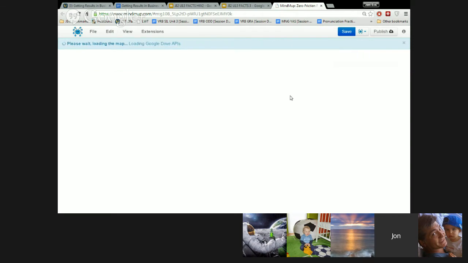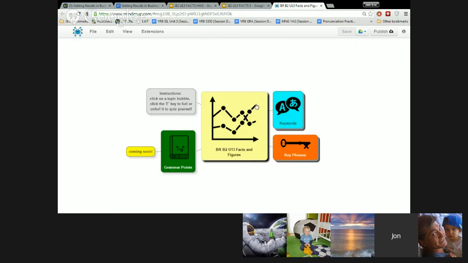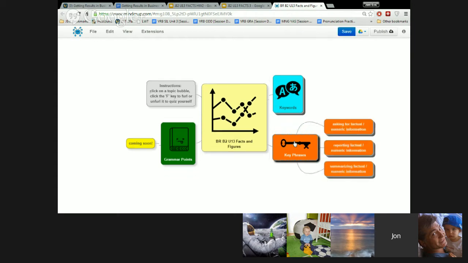Okay, so let's open the map and see if we can do a little review. There we go. Facts and figures. Remember, as the instructions say, if you want to open the map to review, just click the F key. So I'm going to click on key phrases from yesterday, click on the F key, boom. I've got 3 things I can review.